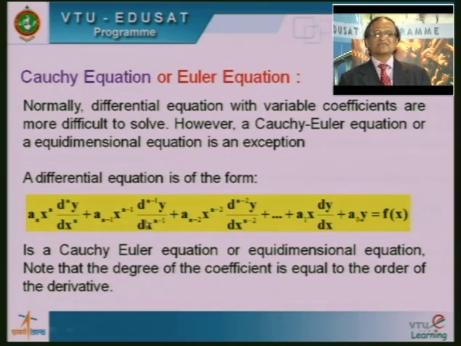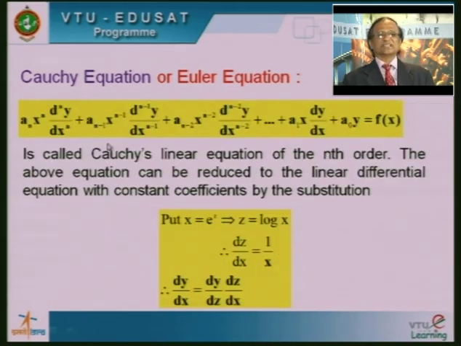So, this is an nth order differential equation. The degree of x is 1, the degree of dy by dx is also 1 and so on. Right? Now, they will give this type of equation and we want to find the solution of this type of differential equation. So, it is called a Cauchy linear equation of the nth order. The above equation can be reduced to a linear differential equation with constant coefficients by the method of substitution.